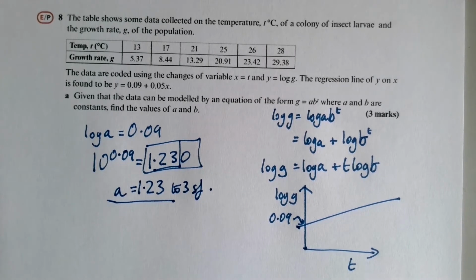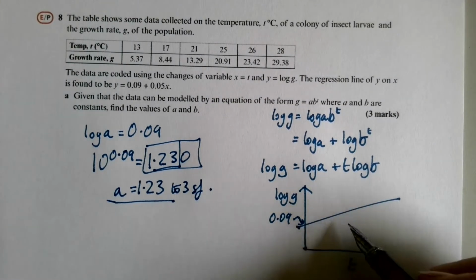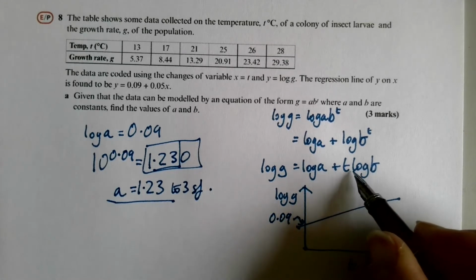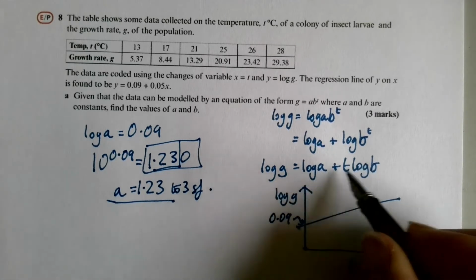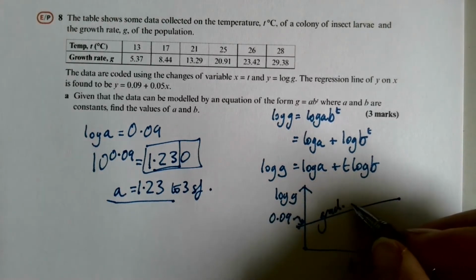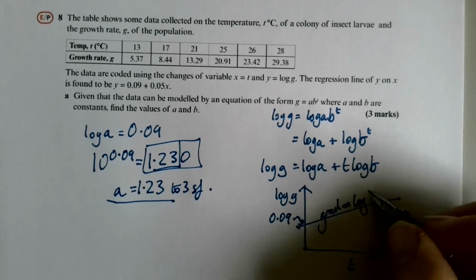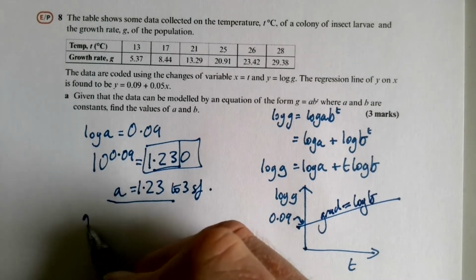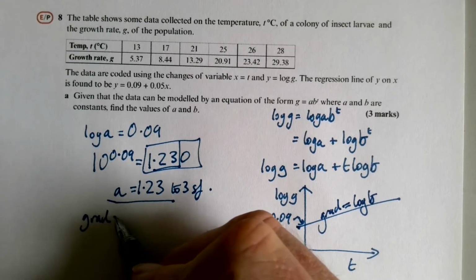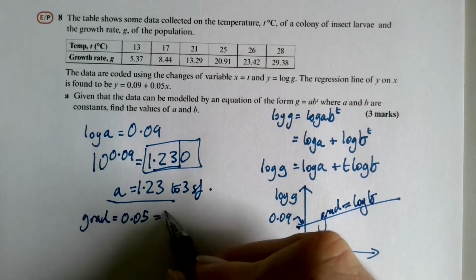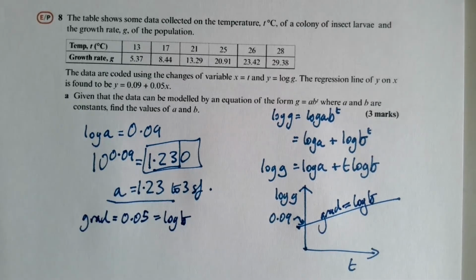And then for b, well, what's the gradient this time? Because we've just got t along here, the gradient is going to be what we're timesing t by in our equation. So the gradient is log b. So I'm just going to write down gradient equals log b. So I know that the gradient is 0.05, which is log b.